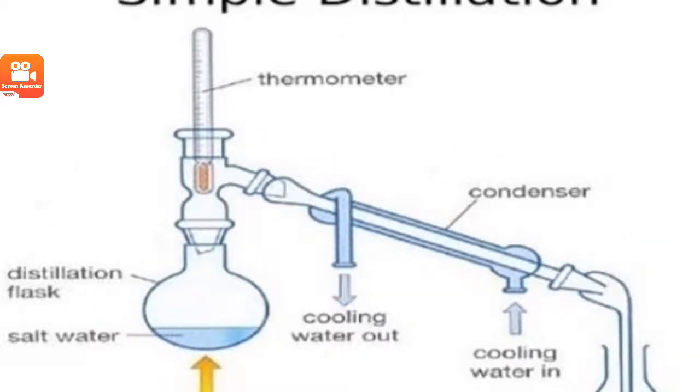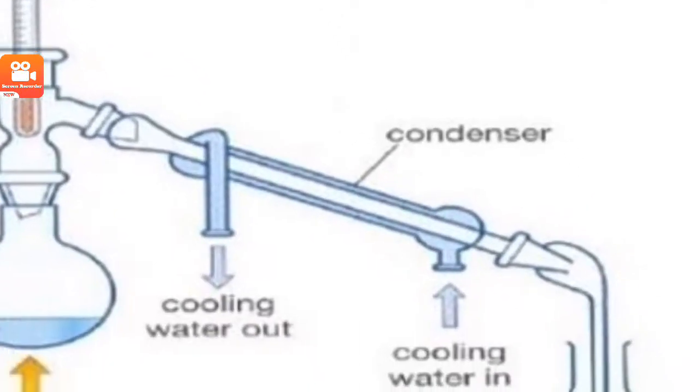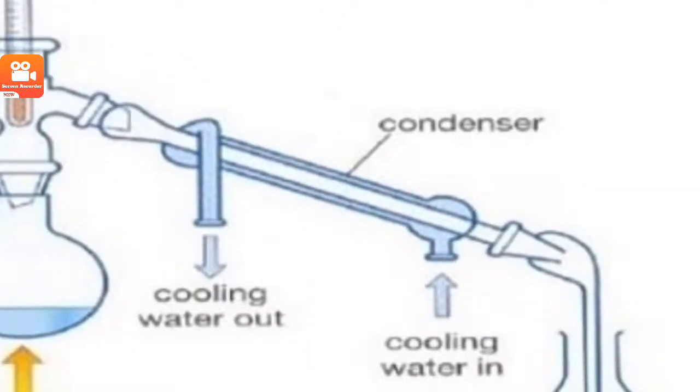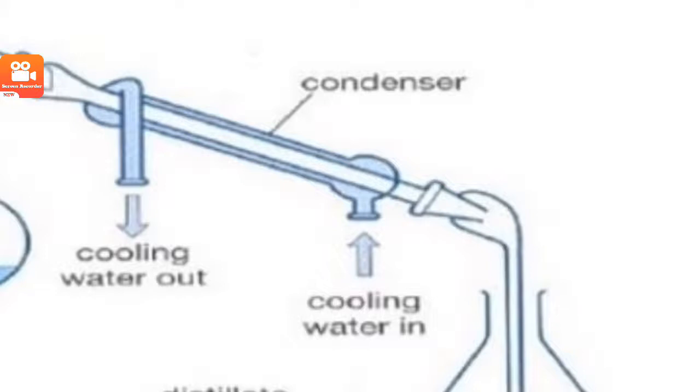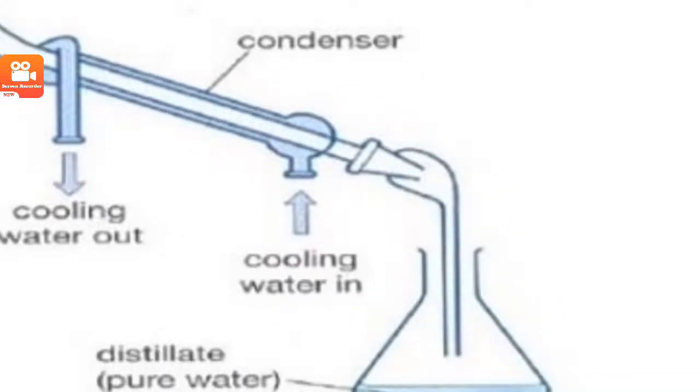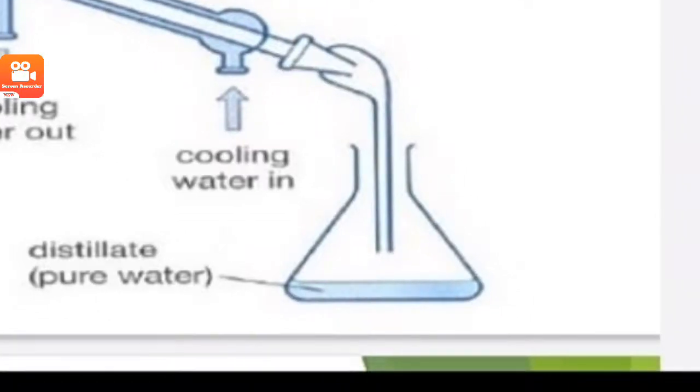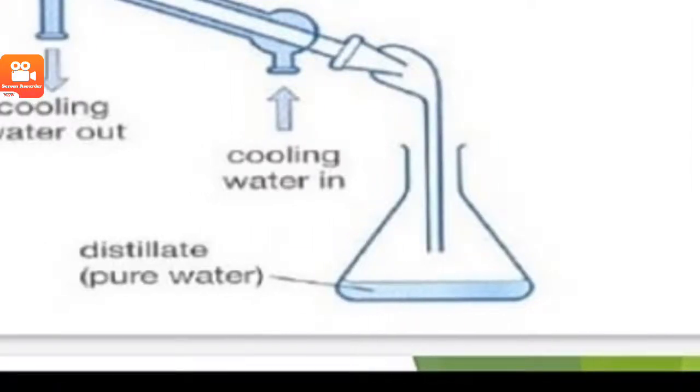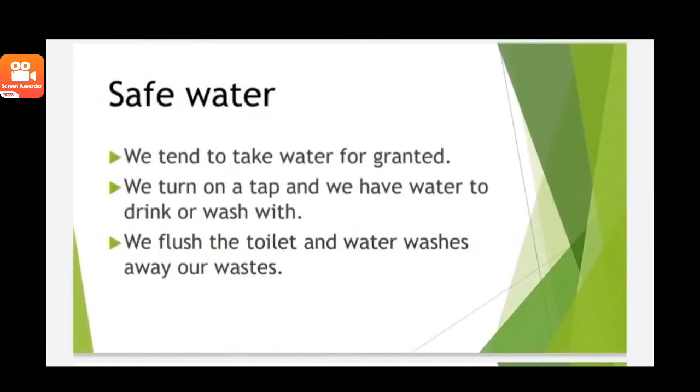So the water vapor passes to the condenser. Here the cooling water is also present. So when the vapors come in contact with the cool water, they condense and precipitation may occur, and the water vapors convert into liquid drops. So these liquid drops fall into another flask and this water is called the pure water, that is also called the distillate water.